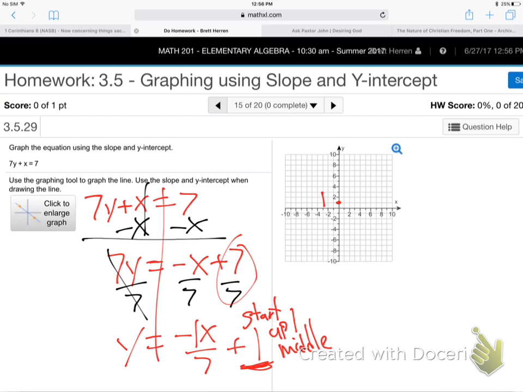And then from there, rise over run. So go down 1 over 7. 1, 2, 3, 4, 5, 6, 7. Right there. So I went down 1 over 7. There's the second dot. Now we connect the dots to form our line. We're done.